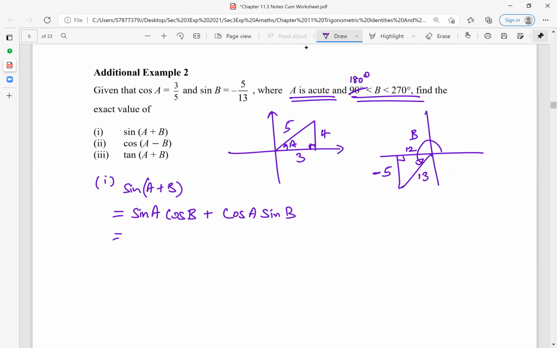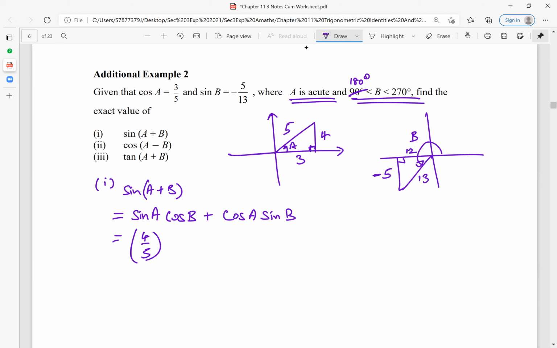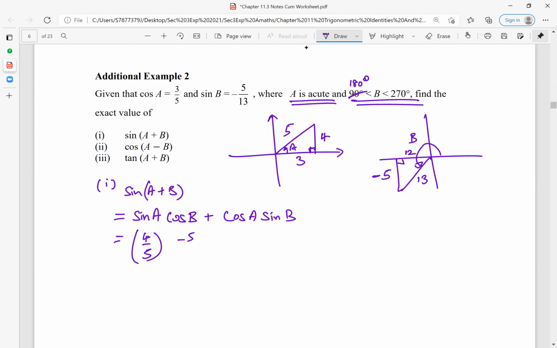Okay. So what is sine A? Sine A is O over H, which is 4 over 5. Cosine B is A over H. A is here, 12 over H, so it's negative 5 over, sorry, my mistake. 12 over 13. This one should be also negative. Why I never put negative. Negative 12 over 13. Okay.